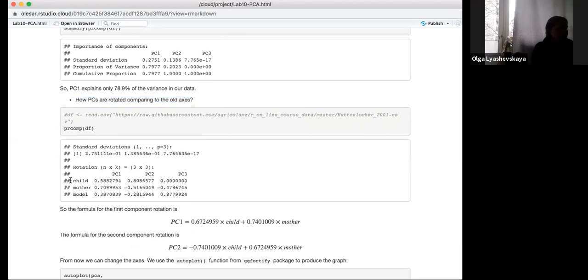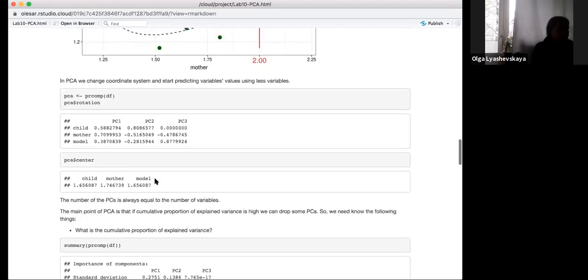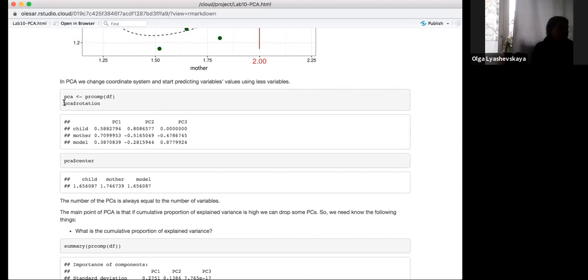So here we can see that child has 0.58 and 0.80 at PC2. And let us look back to the PCA rotation above, and we can see that these numbers are actually the same as what prcomp gives us as its main output.